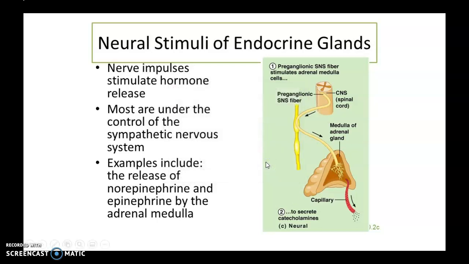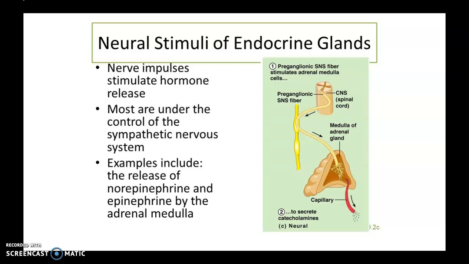All right. So, what triggers hormones to be released? Well, there are three stimuli for hormone release. It can be neural, it can be humoral, or hormonal. So, we will take one at a time. We will start by looking at neural stimuli first.